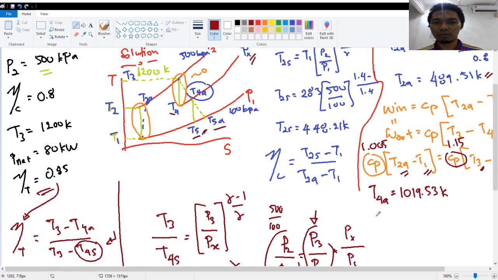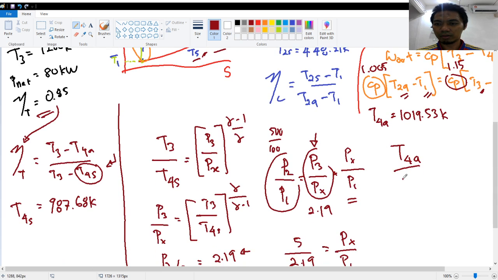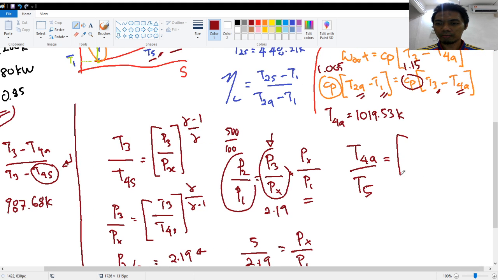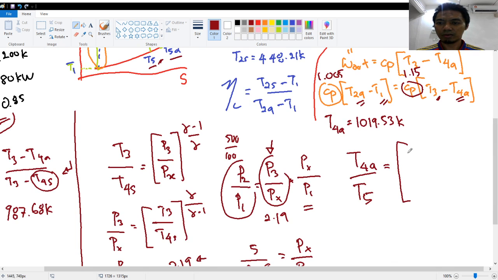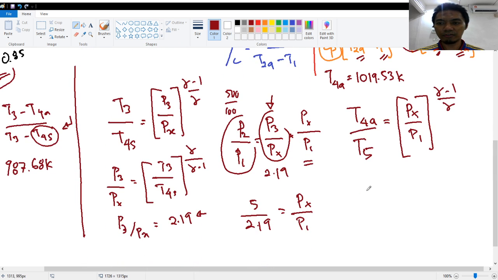So when you get this Px over P1, you can solve for T5 here. How? Let me show you. T4A divided by T5 equals the ratio of this Px over P1 to the power of lambda minus 1 over lambda. So your T5, what is your T5?